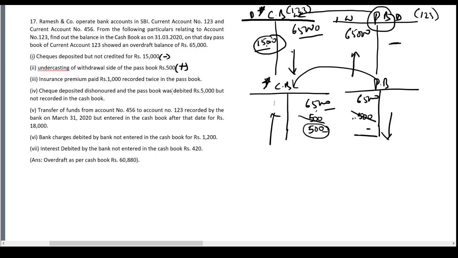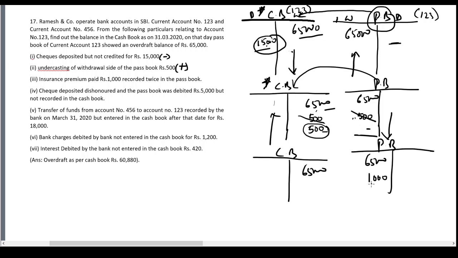Insurance premium paid rupees 1000 recorded in the passbook twice. So again 65,000 here in the passbook, 65,000 here in the cash book. Insurance premium paid rupees 1000 recorded twice in the passbook. So we have paid insurance premium, recorded it twice. We have recorded once only in the cash book. So now what does that mean? This withdrawal in the cash book and withdrawal in the passbook will get cancelled out. This item you have written extra.